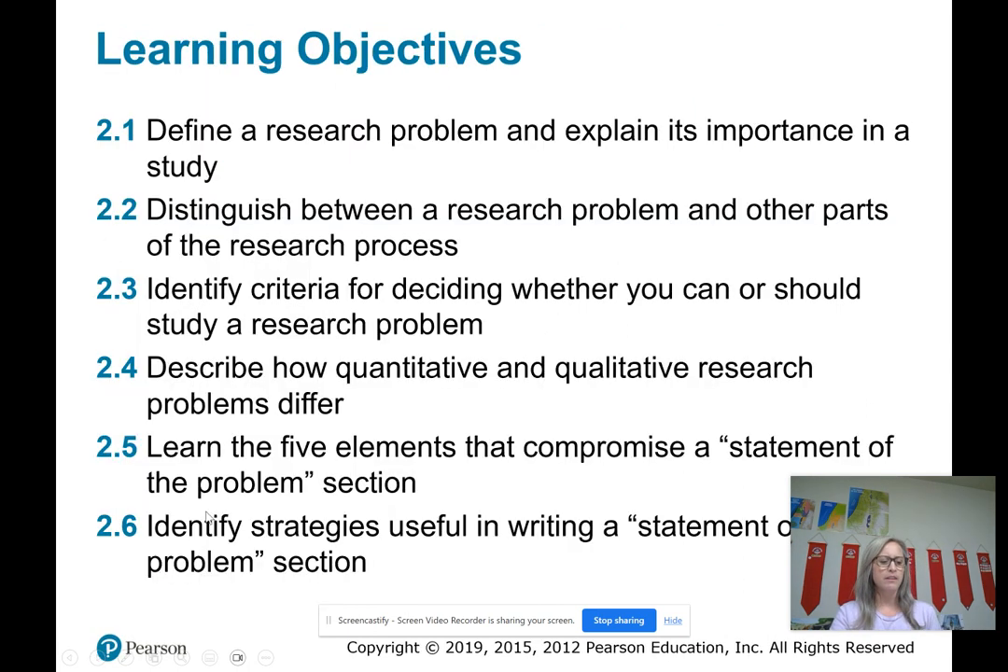Okay, so here are the learning objectives that you're going to learn. Researchers begin a study by identifying a research problem that they want to focus on. So that's what I want you to do. Think about a problem that you want to focus on. This problem is stated in the opening of the study. Okay, it's the very opening. It gives the reader the rationale for why the study is important and why you need to read it.